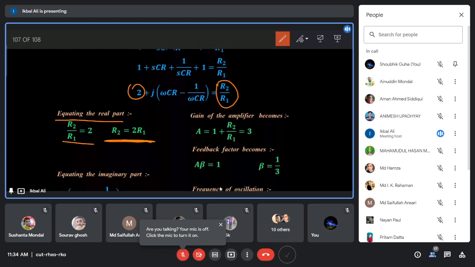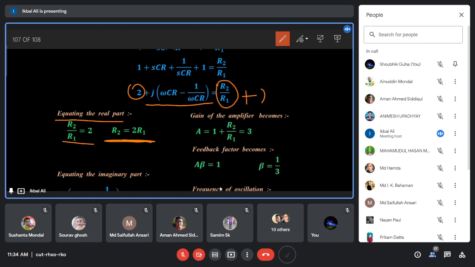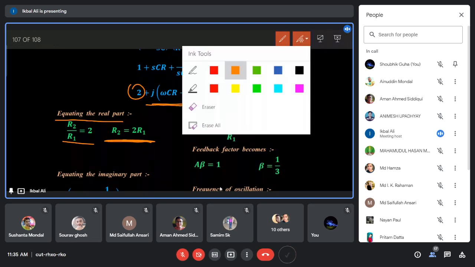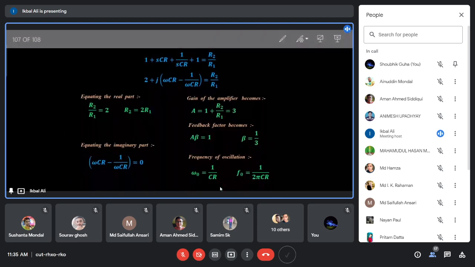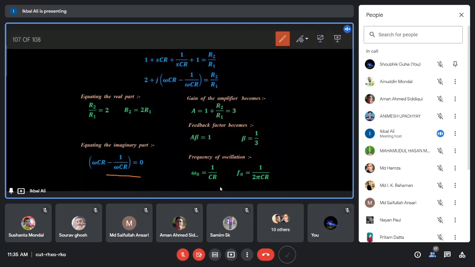And the imaginary part, the J part, that is omega CR minus 1 by omega CR, should be equal to 0, because there is no complex part, or you can say it is plus J into 0. So this part is equal to 0. Equating the imaginary part to 0, you get this one.